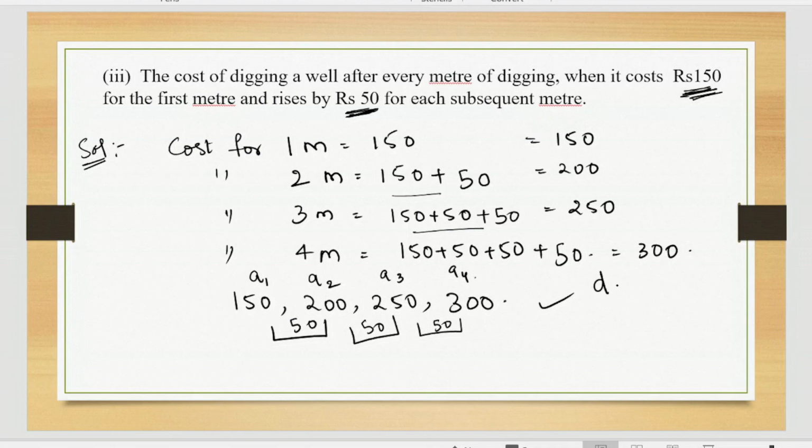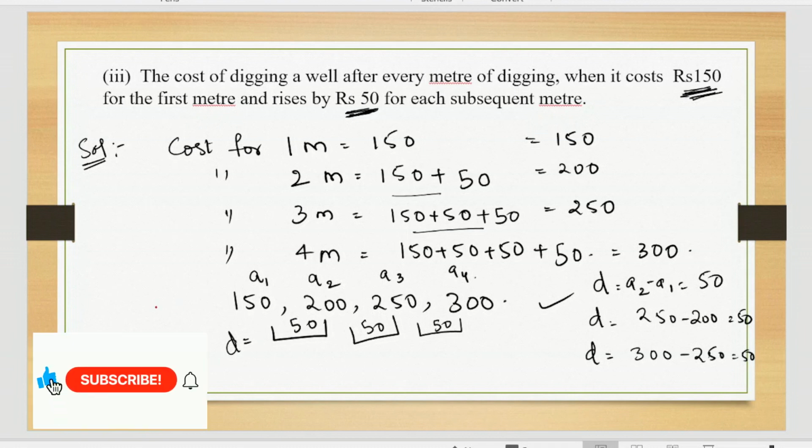Right? So the common difference, that is A2 minus A1, is 50. And the common difference A3 minus A2 is 250 minus 200, which is 50. And the common difference between A4 and A3, which is A4 minus A3, that is 300 minus 250, is also 50. Okay, so we can say that the common differences are the same, right? So therefore this is an AP. Okay, it is an AP.